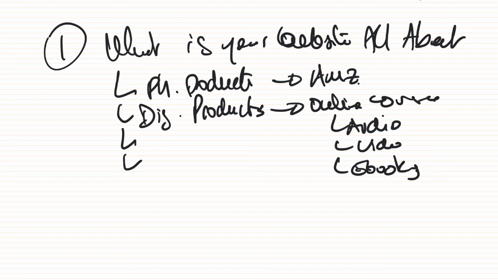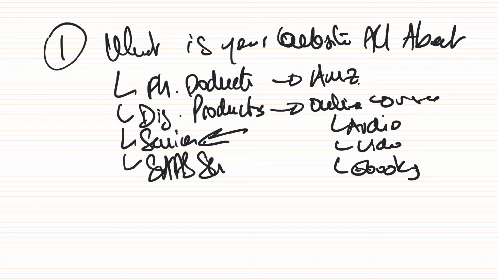Then you could also promote, for example, services, and basically get an affiliate link to promote those kinds of services that are related to the website that you already have. Or you could also promote software as a service, which means any kind of software or tools that may be relevant to the audience that you already have on your website. So this is the first step.